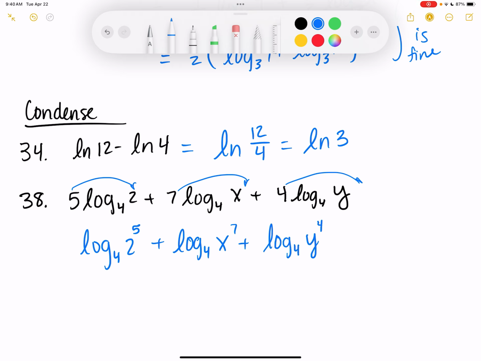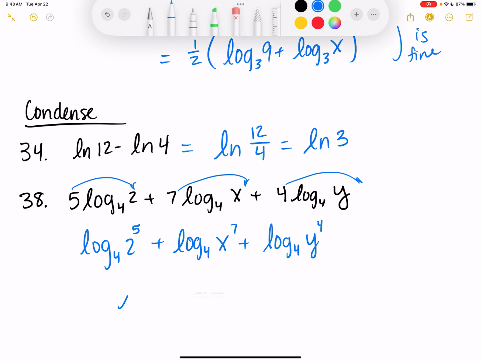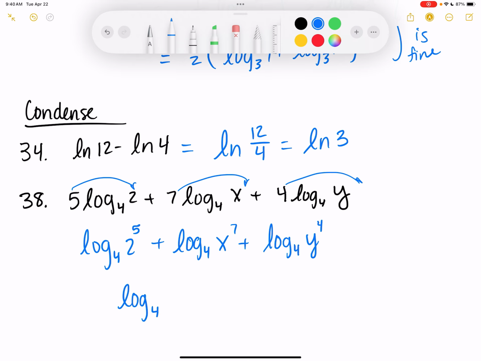Now these things are being added, so I multiply them. So this is going to become log base 4 written one time. I'm going to go ahead and rewrite 2 to the 5th as 32. So 32, x to the 7, y to the 4. And that would be fully condensed.